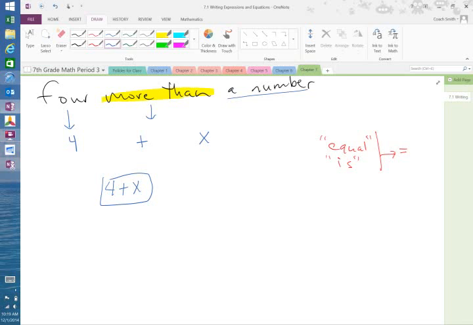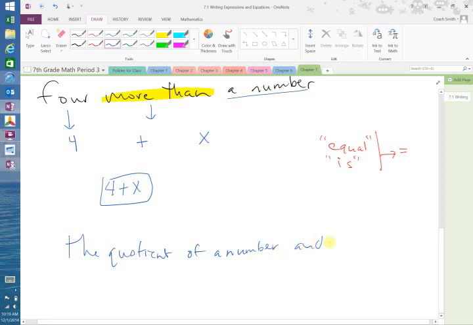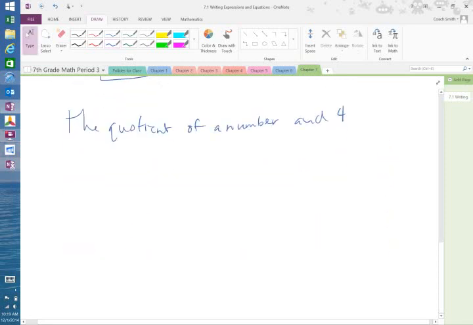says the quotient of a number and 4. The quotient of a number and 4. What does the word quotient mean? Division. So the quotient of a number and 4. The quotient means division. Well, obviously, we're not going to have a division sign and then 2 numbers after it and nothing in front of it. So it says the quotient of a number and 4.